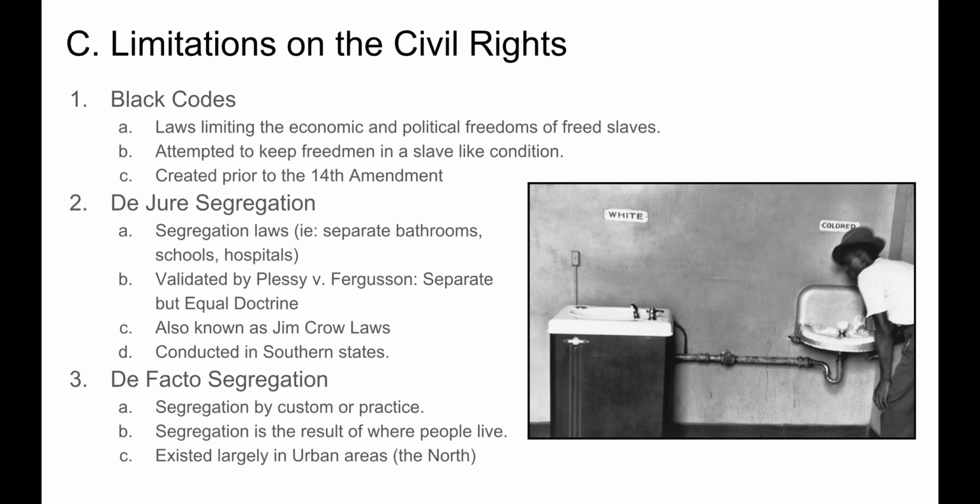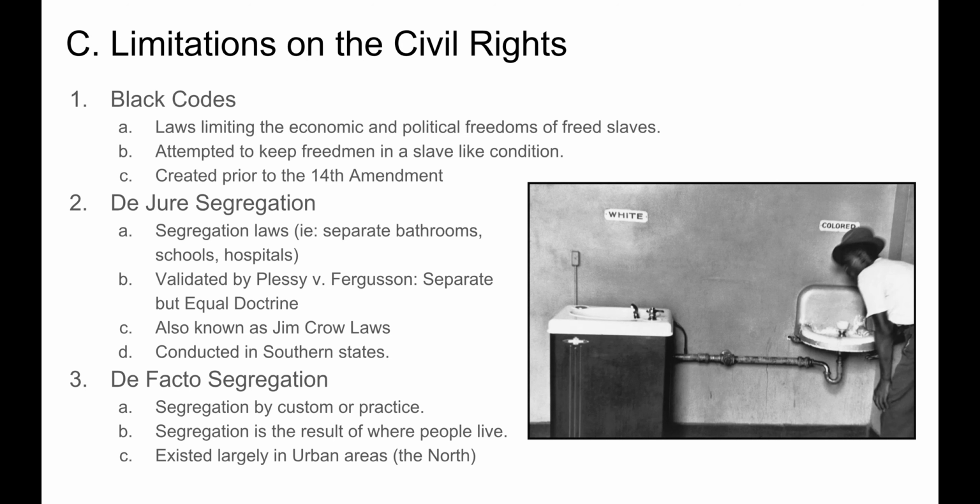These became considered to be constitutional as a result of the court case Plessy v. Ferguson. And this is where we get the separate but equal doctrine, which would dominate U.S. law for the next 100 years or so.